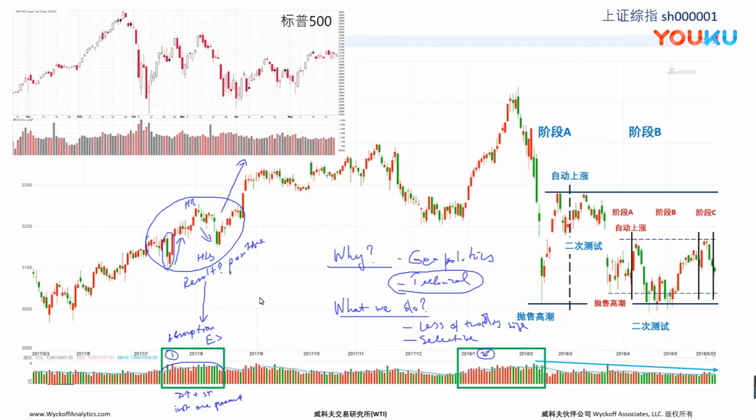Let's look into the second area right here. We see that the effort signature has increased dramatically over the first one, which suggests that there are more institutions participating in this area. There are more actions that they are taking. And I wonder what kind of actions they are taking.